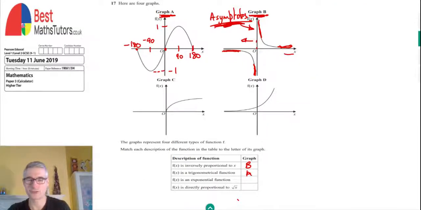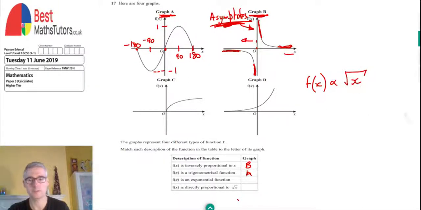So we'll now look at graph C. So graph C is one where, although as x increases, the function of x also increases, we can see that f of x is increasing more slowly than the value of x. And this one is actually, what I would say, directly proportional. So proportional, that's the proportional sign, and it's directly proportional to the square root of x.